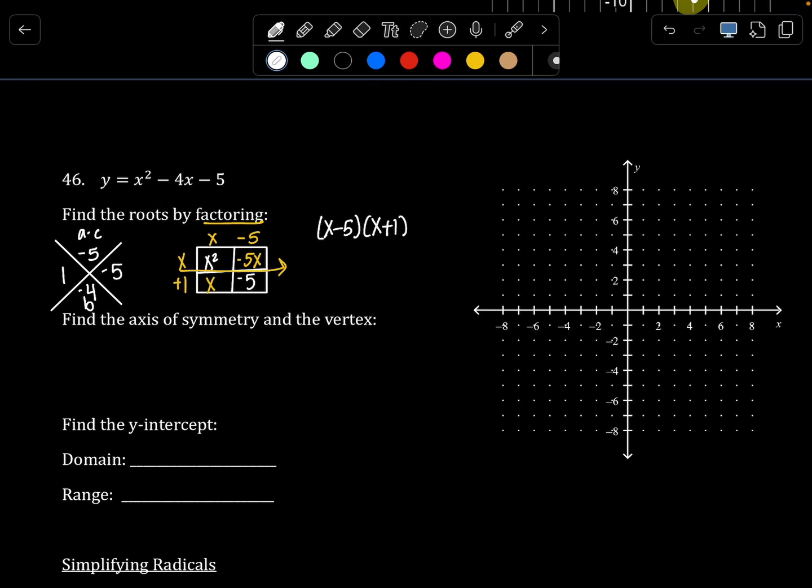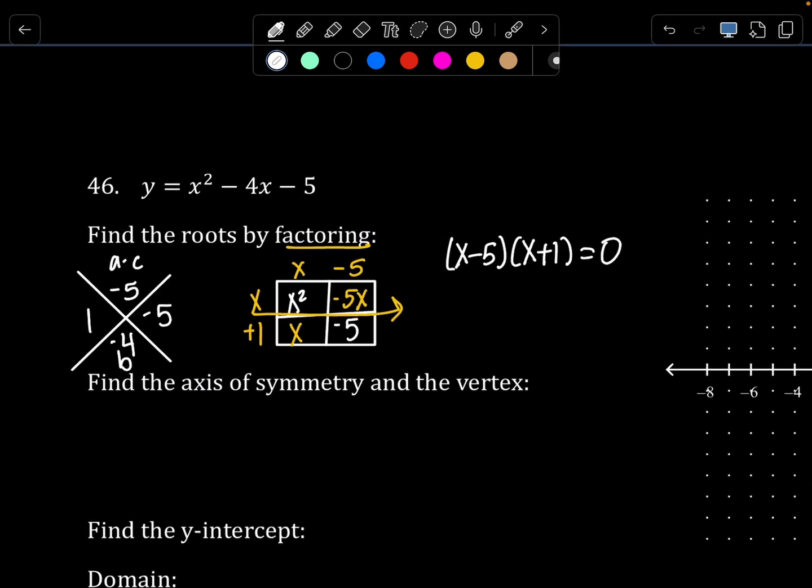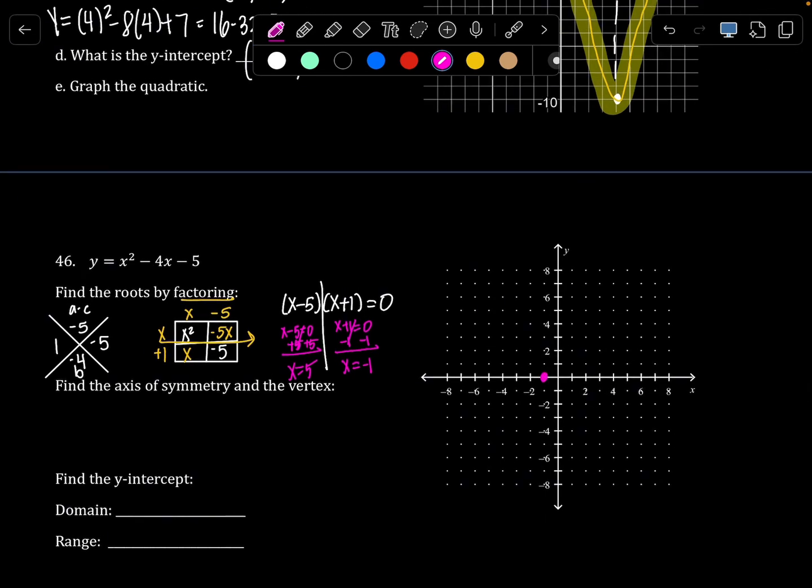Hopefully you got these as your factors. If you didn't, double check your work. Two numbers that multiply to -5 and add to -4, right? It's good to know that's an easy one. Then x minus 5, the first parenthesis group, equals 0, so x equals 5. Second parenthesis group equals 0, so subtract 1 from both sides. x equals -1, x equals 5.